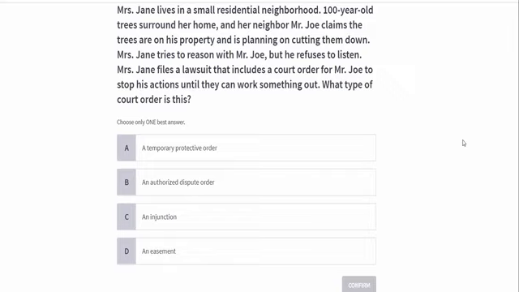Alrighty, so hopefully you guys came up with your answer on this one. What is our correct answer? Well, it's going to be C.